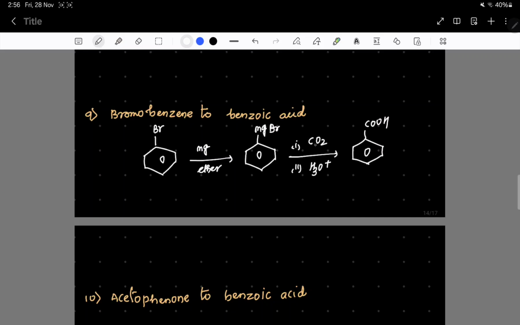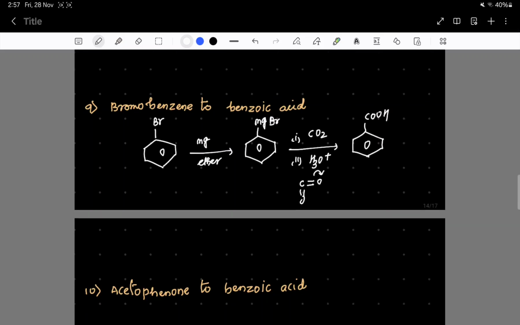In this reaction, student, this will be C double bond O, C double bond O. So this will be the compound, right? This electrophile carbon will be attacked here. Generally the reaction will happen, then followed by hydrolysis, we will get benzoic acid as the product.